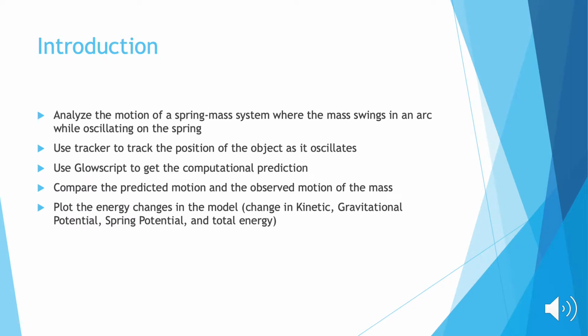For this lab, we analyzed the motion of a spring mass system where the mass swings in an arc while oscillating on the spring. We used Tracker to track the position of the object as it oscillates. And then we used GlowScript to get the computational prediction. We compared the prediction and the observed motion of the mass. And then we also plotted energy changes in the model, which include changes in kinetic, gravitational potential, spring potential, and total energy. Overall, this lab was to help familiarize ourselves with the effects of a spring mass system and how it should act.